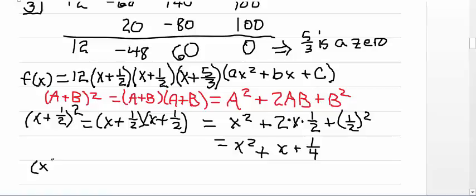All right, now I actually want to also multiply this result by x minus 5/3.